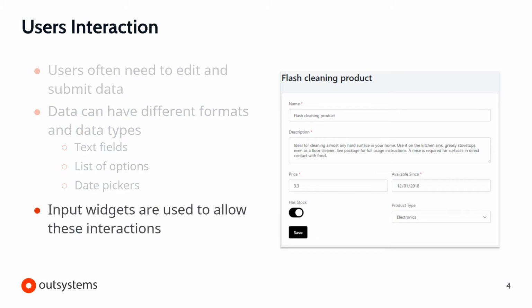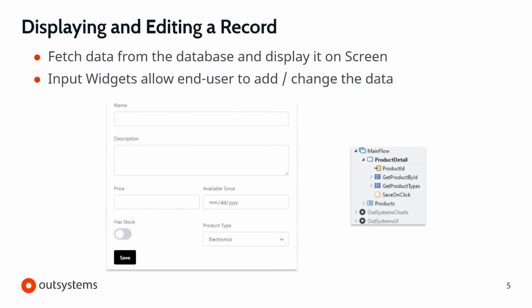OutSystems offers multiple input widgets that allow you to develop your screens in a way that enables all these possible interactions. One of the most common use cases is to have a screen that displays and allows editing or creating a record, such as an order, a product, or a customer. For that, we can create a detail screen. A detail screen usually consists of a form with all the input widgets that the end user will use to interact and change the data at will.